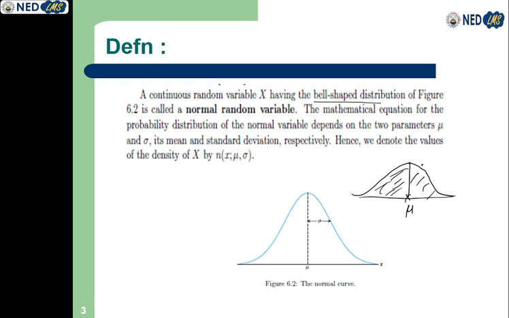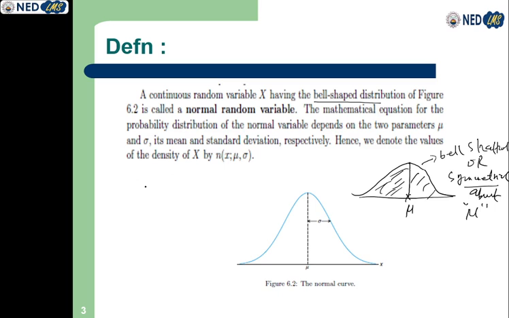These are the two names of the normal probability distribution: bell shaped, or symmetrical. Symmetrical about the mean mu.